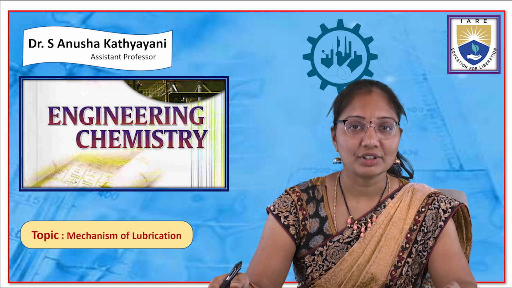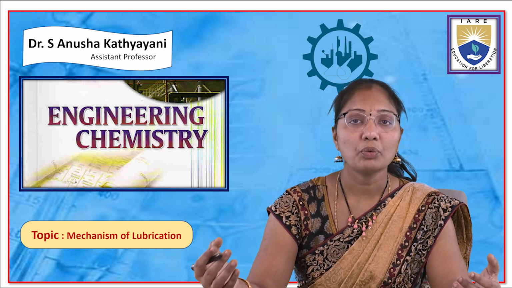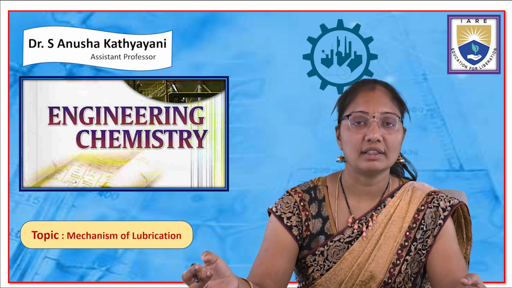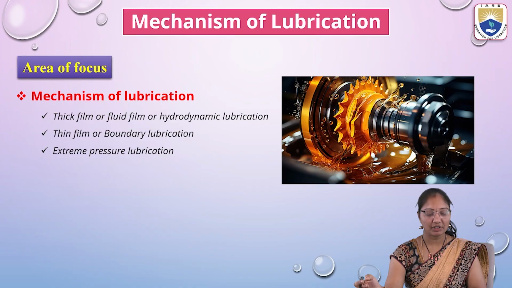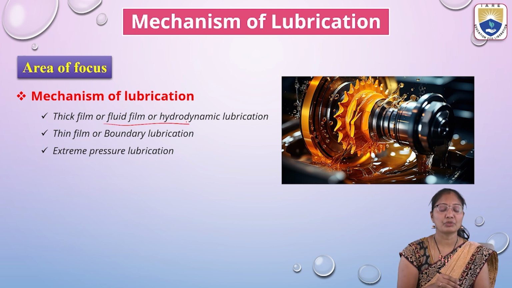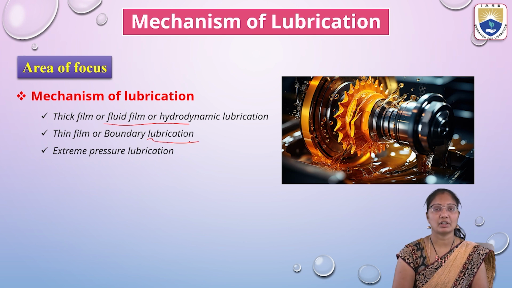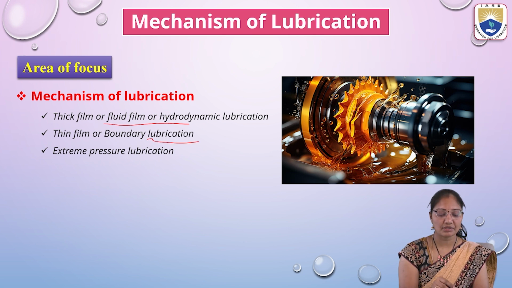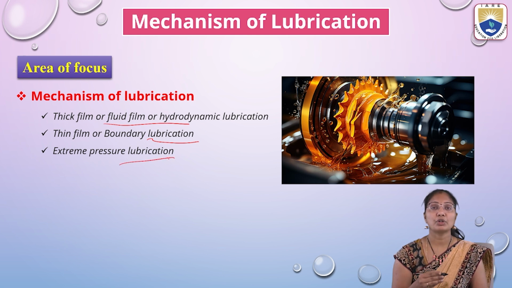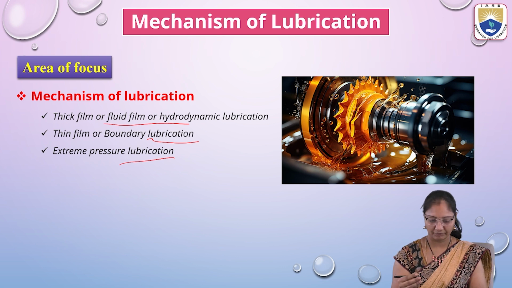Today, we are going to discuss the mechanism of lubricants. How does the mechanism take place in lubricants? Here we are going to focus on three types: mainly thick film or fluid film or hydrodynamic lubrication, followed by thin film or boundary lubrication, and the last one is extreme pressure lubrication. We are going to discuss all three lubrication types in detail.